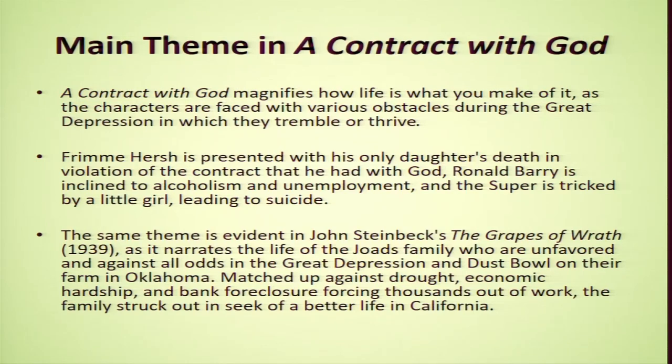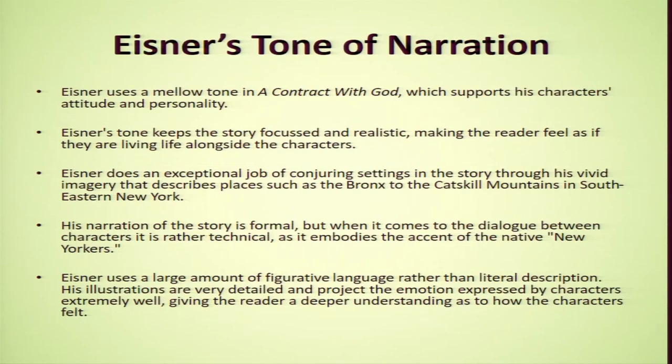The same theme is evident in John Steinbeck's The Grapes of Wrath, which narrates the life of the Joad family, who are unfavored and up against all odds in the Great Depression and Dust Bowl on their farm in Oklahoma. Matched up against a drought, economic hardship and bank foreclosure, forcing thousands out of work, the family struck out in search of a better life in California.